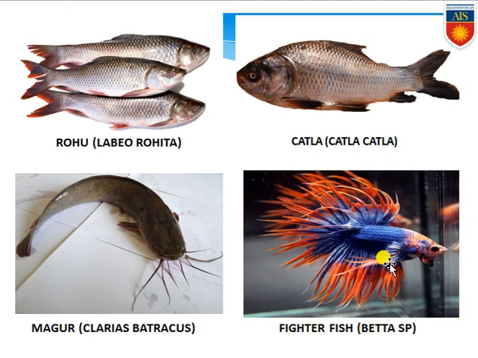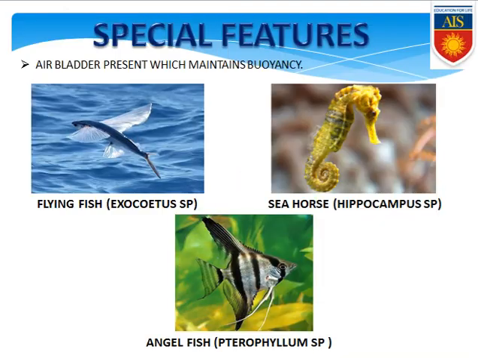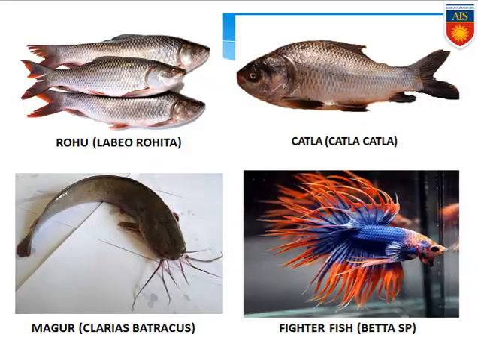More than one we can't keep, otherwise they will start fighting and they will kill each other if multiple fishes are kept. So for that reason, whatever photographs I have shown in these two slides, all these organisms or all these fishes belong to class Osteichthyes.